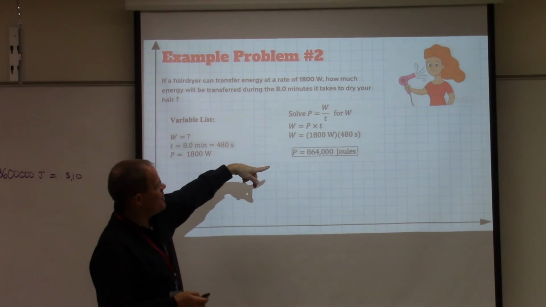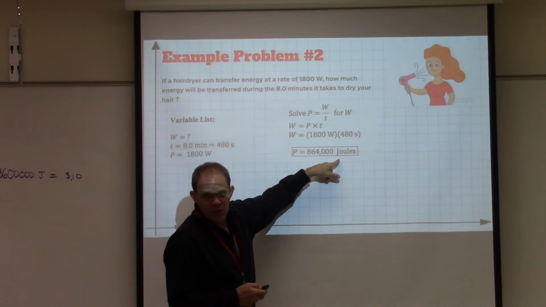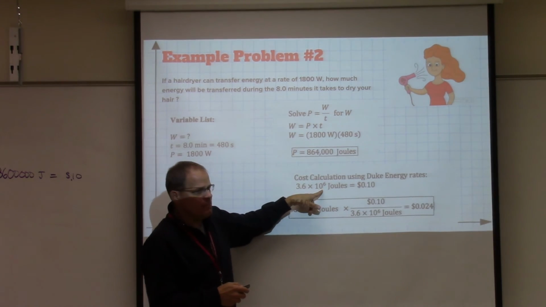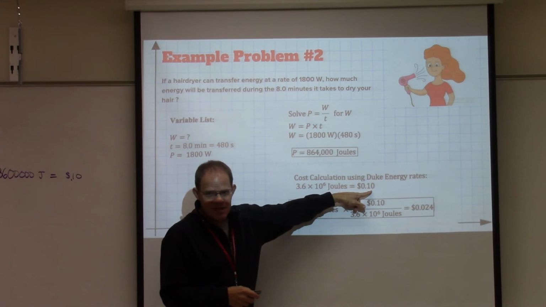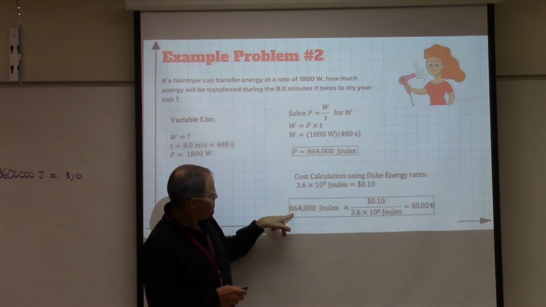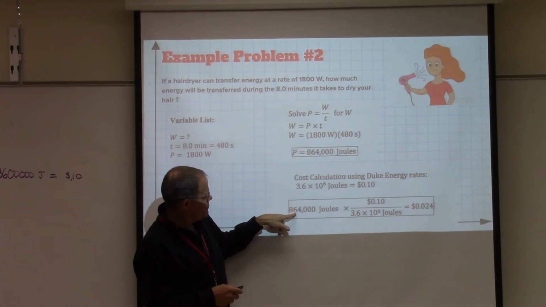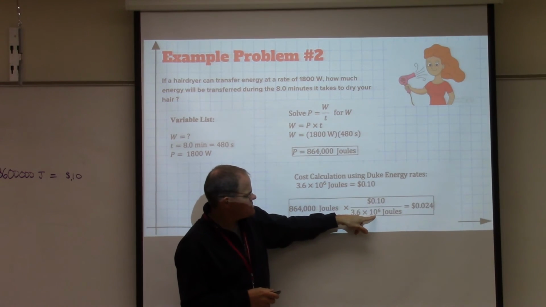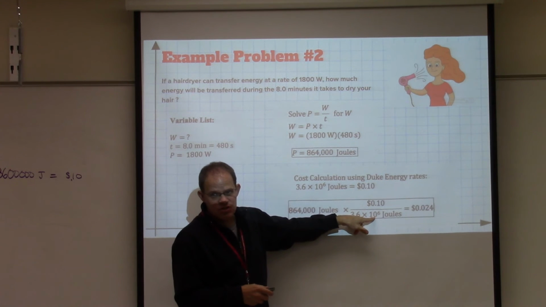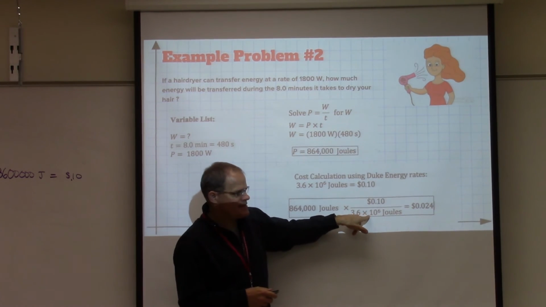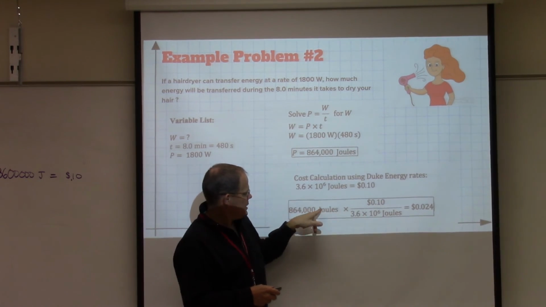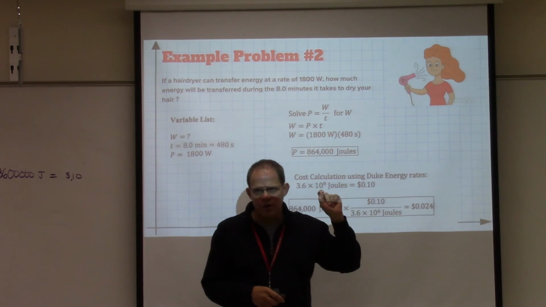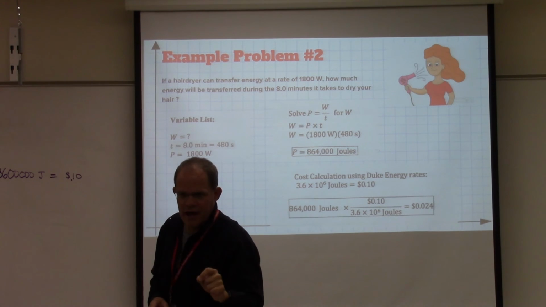So if you want to know how much this costs, you got to do a little conversion. 3.6 million joules costs 10 cents. So you take your energy, 864,000 joules. 10 cents is the same as 3.6 times 10 to the 6 joules, but you want to cancel joules. That's how you know that goes on the bottom. Take this times 0.1 divided by that, and you get $0.024.